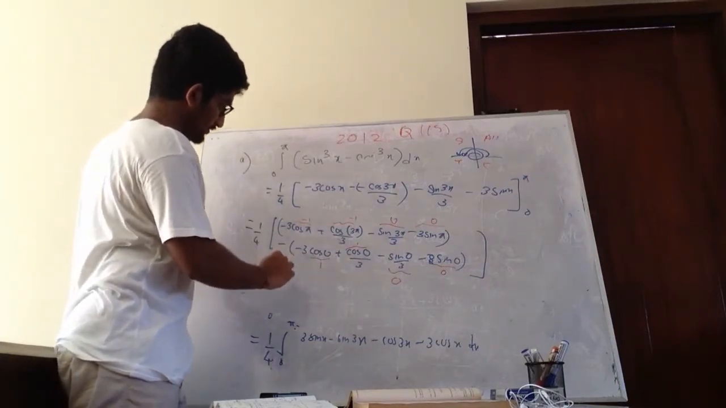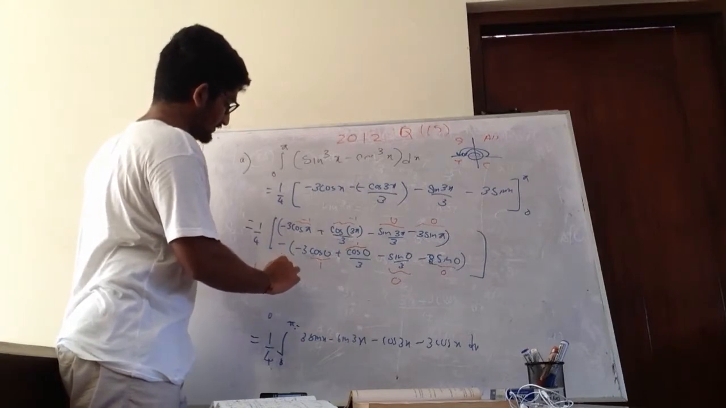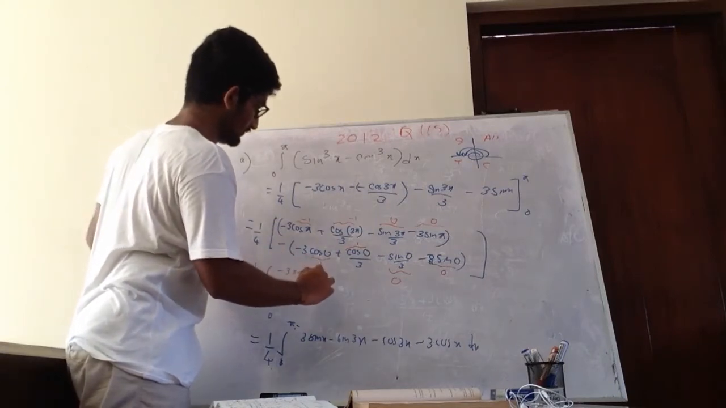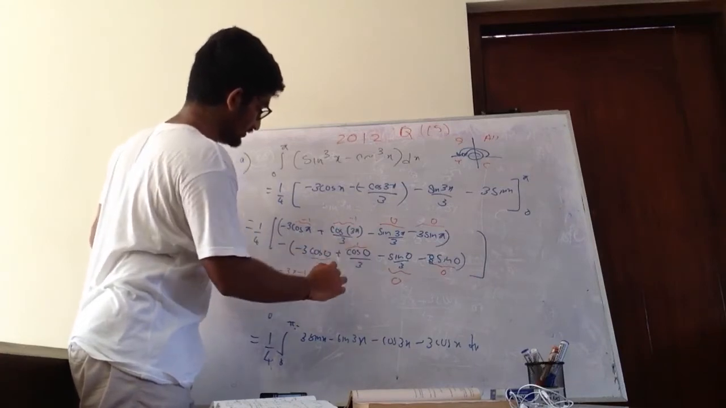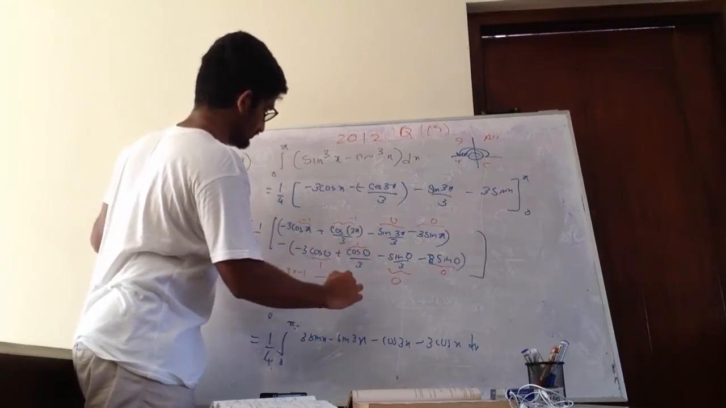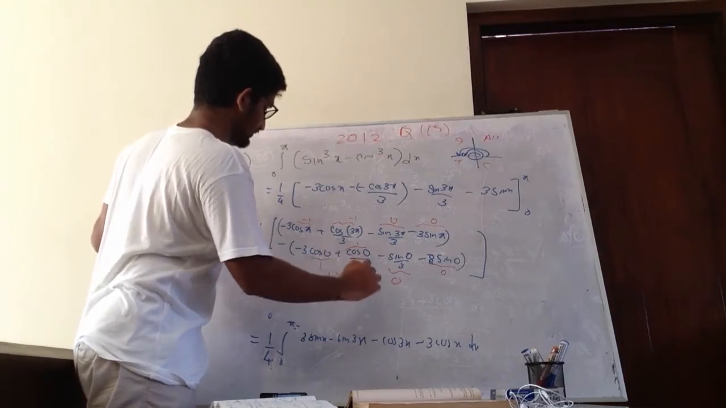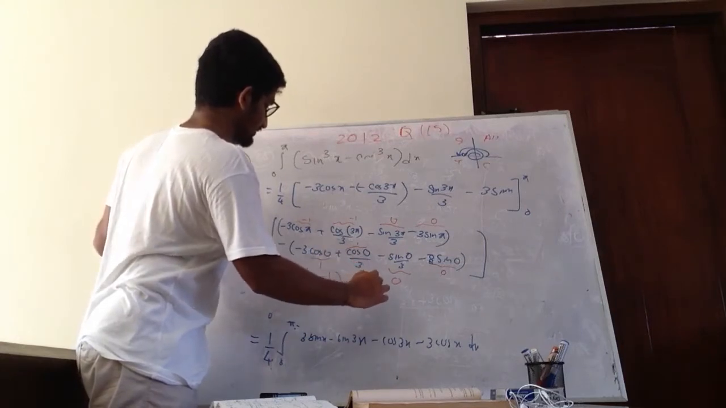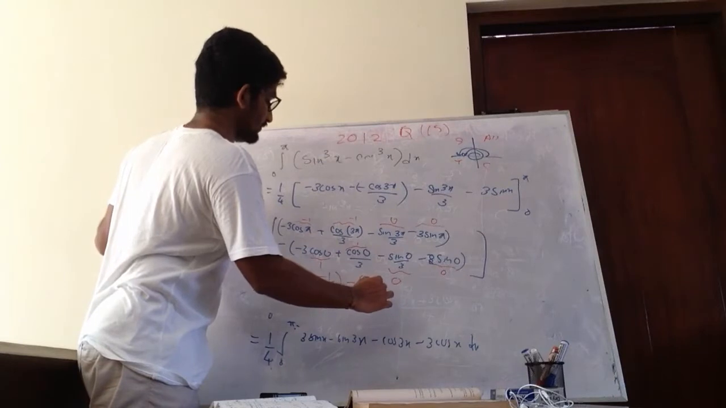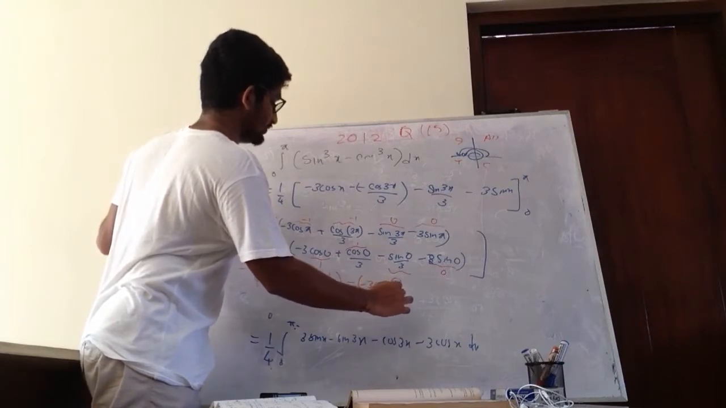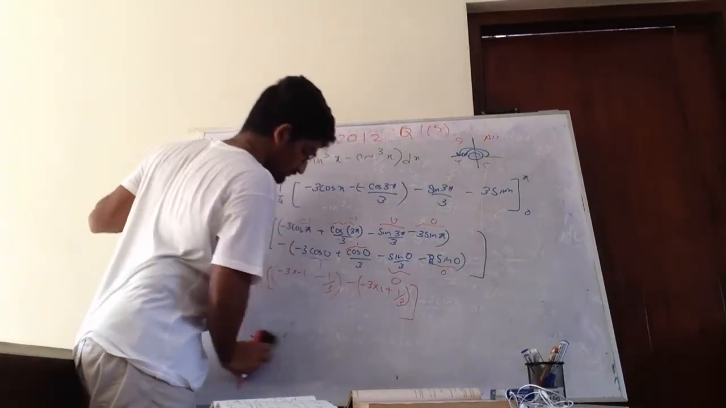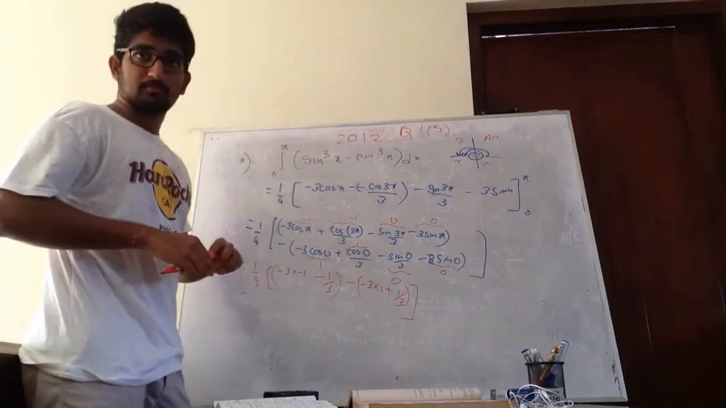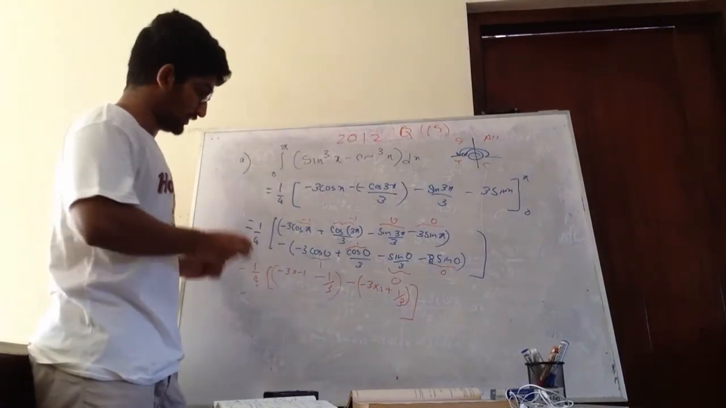So now you will get 1/4 of minus 3 into minus 1, minus 1/3, these are 0, minus 3 into 1, plus 1/3. Correct, no?